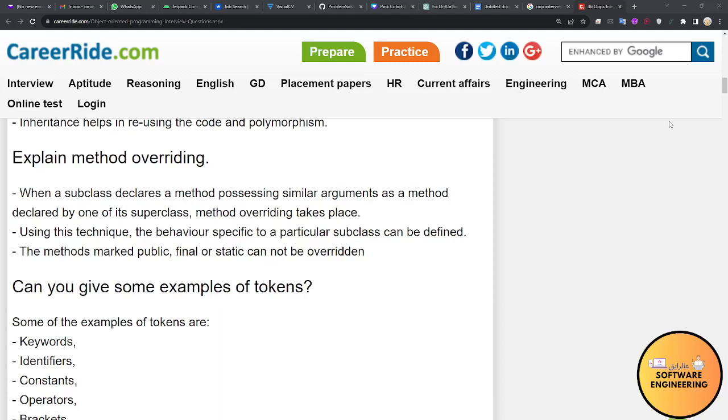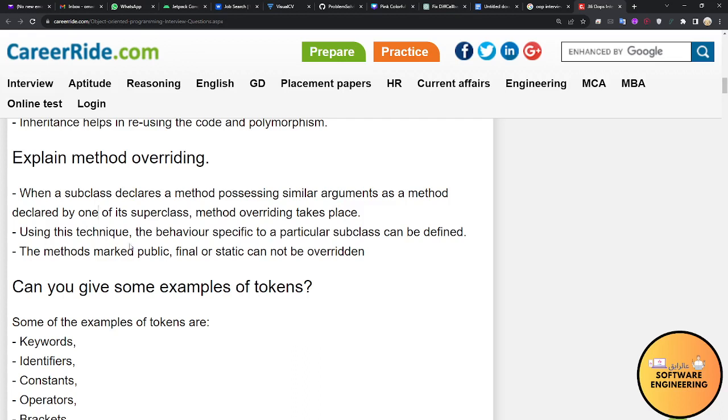We will continue with the rest of the questions. Explain method overriding. اشرح الميثود اوفر رايدنج. ايه هي الميثود اوفر رايدنج؟ When a subclass declares a method processing similar arguments as a method declared by one of its superclass, method overriding takes place. يعني لما بعرف ميثود في السوبر كلاس وبعيد تعريفها جوه السب كلاس، ده اسمه override.